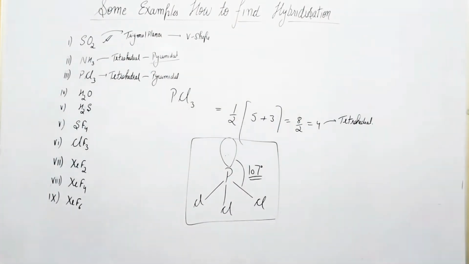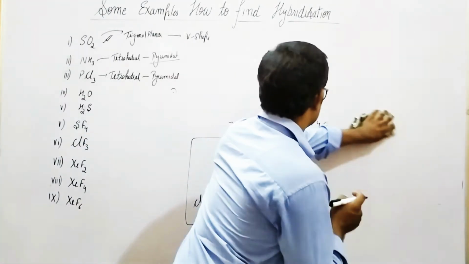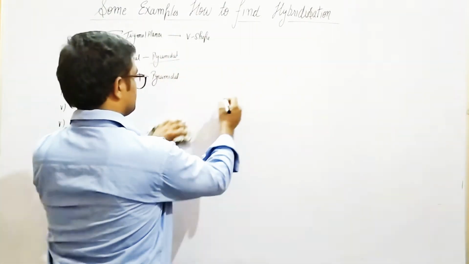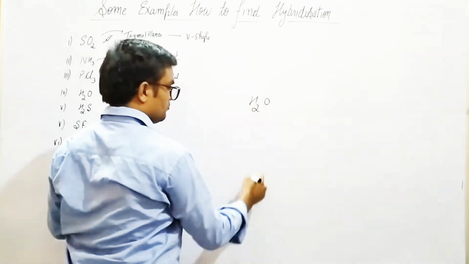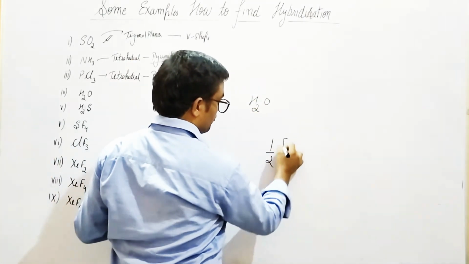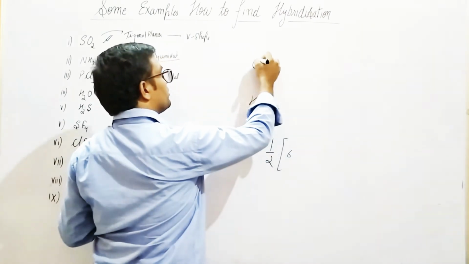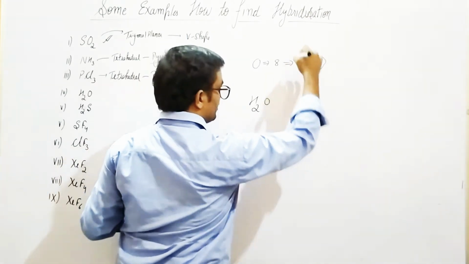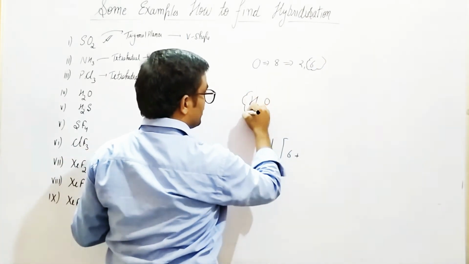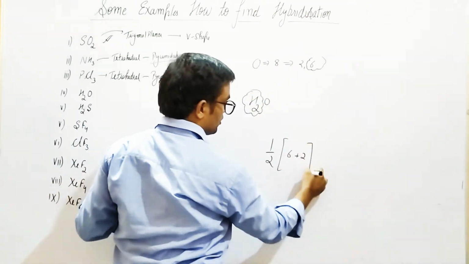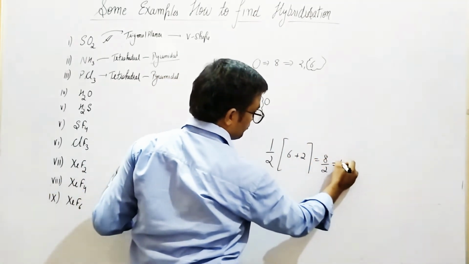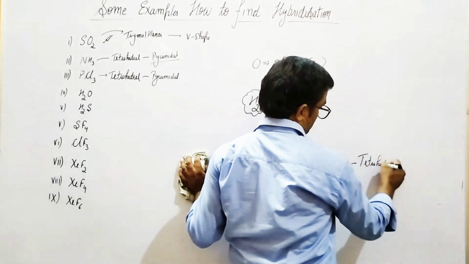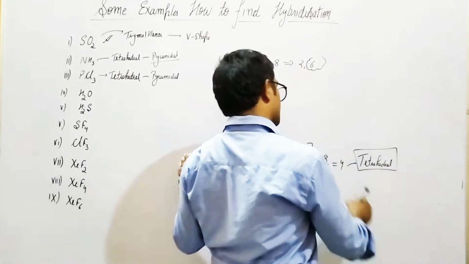Now let's check the water molecule, that is the H2O molecule. Central atom is oxygen. Half the valence electrons of oxygen is 6. How? Oxygen is atomic number 8. Therefore, the electronic configuration is 2, 6. These 6 are valence electrons. 2 monovalent atoms, that are hydrogen. Therefore, 2 plus 6 comes out to be 8 by 2. It comes out to be 4. Therefore, the structure is tetrahedral in it also. Structure or geometry is fixed by this number only.